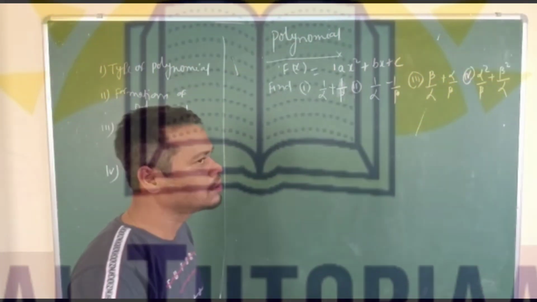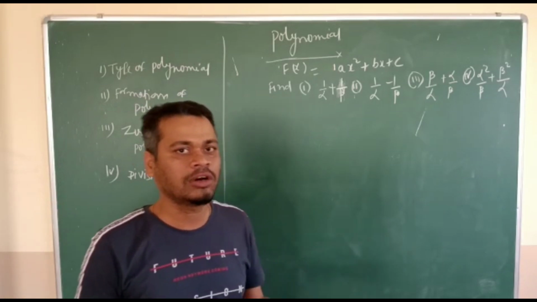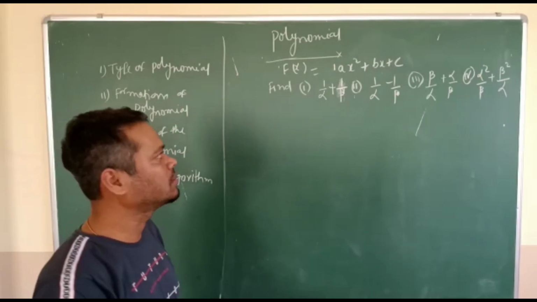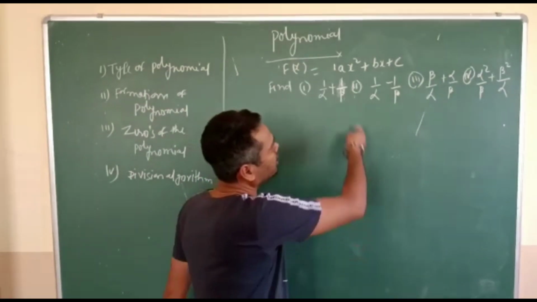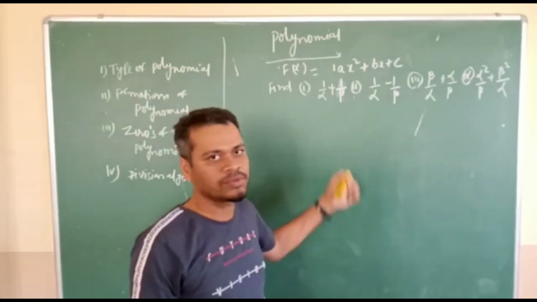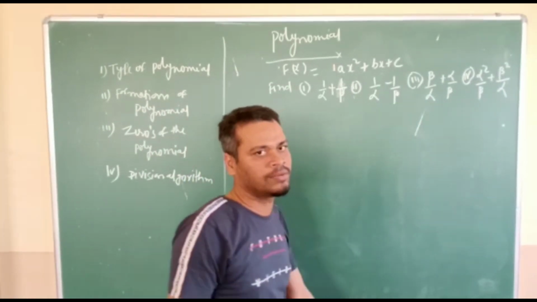Okay, so the first two videos were all about the concept. Now, as I said in the beginning itself, all videos are going to be completely question based. So we have the function ax square plus bx plus c, and we are supposed to find out the value of 1 by alpha plus 1 by beta, 1 by alpha minus beta, whatever it is. We will solve everything one by one.